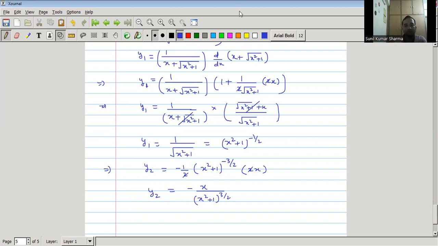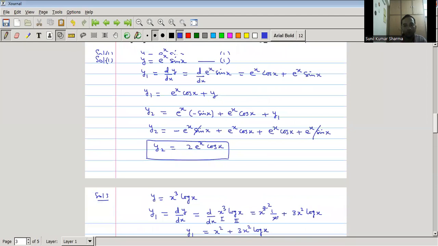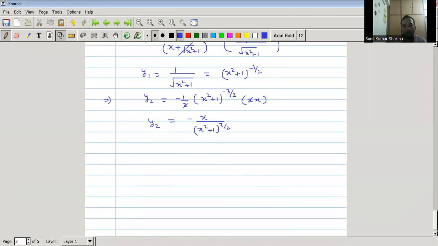So now what you have to do, you have to prove that x square plus 1 into d2y over dx2 plus x dy upon dx equal to 0. So we have found y2. So now from the left hand side, we have to prove that x square plus 1 y2 plus x y1 is equal to 0. So let us solve this.